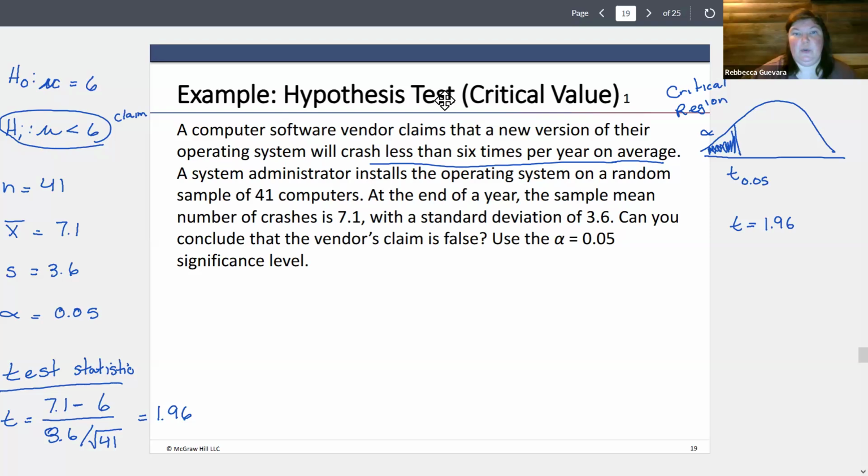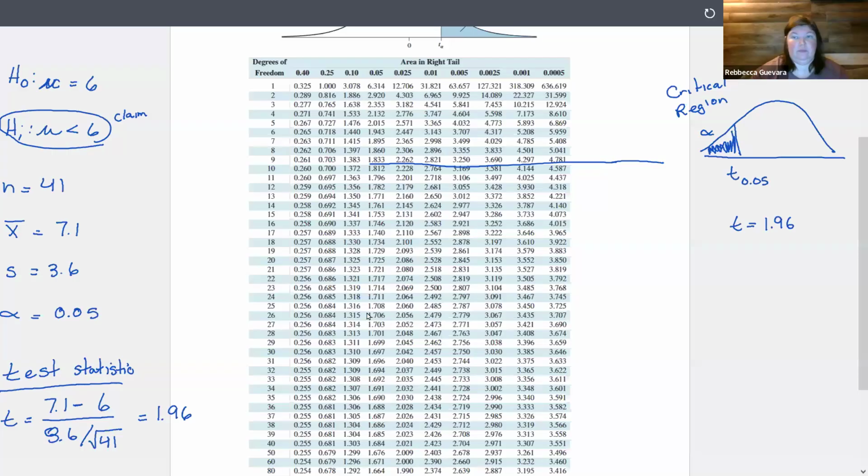So we need to go and find our t-table, or we can use our calculator to figure out what t alpha is. If we want t alpha, we can use this table here. We have an area of 5% in the tail, so we're going to use right tail. It's going to show me the 5% up here.